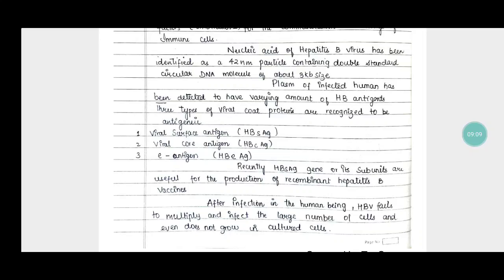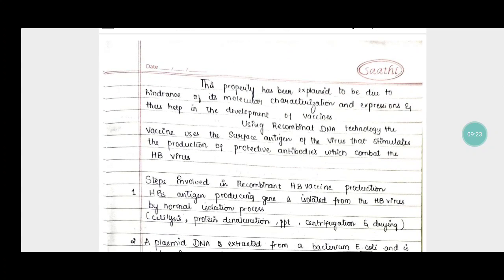are useful for the production of recombinant hepatitis B vaccines. After infection in human beings, the hepatitis B virus fails to multiply and infect a large number of cells and even does not grow in cultured cells. So using recombinant DNA technology, the vaccine uses the surface antigen, that is HBS antigen. The surface antigen of the virus stimulates the production of protective antibodies which combat the hepatitis B viruses.